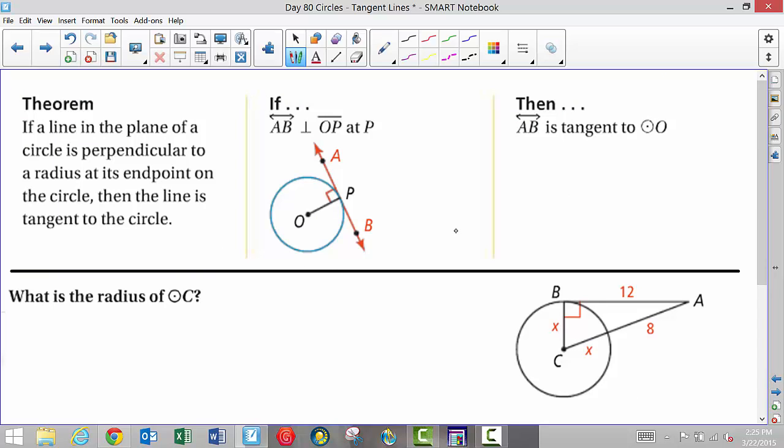Now you have to know if something is going to be tangent. How do you know if something's tangent? Well, if it's perpendicular, it's tangent. So AB is perpendicular to OP at P, therefore AB is tangent to O. So if you know that a line that touches the circle once intersects the radius at 90 degrees, it's going to be tangent.